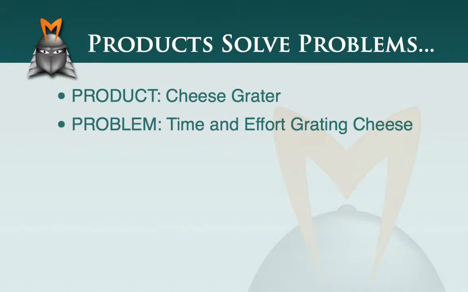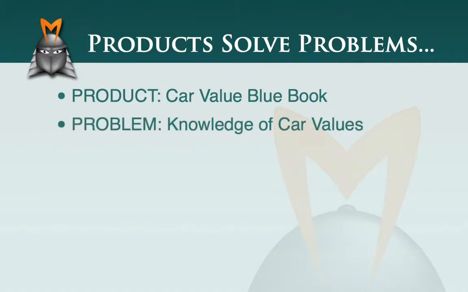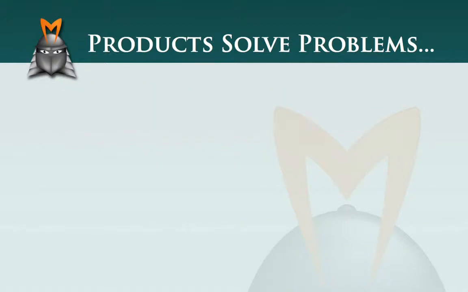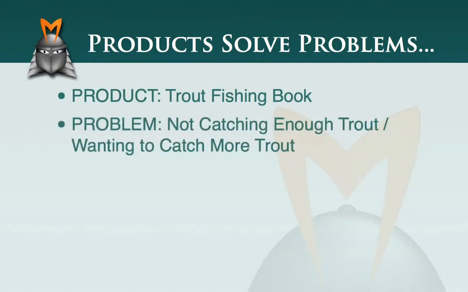So if you were selling a cheese grater, one way that you could sell it would be to talk about how much time and effort it saves. If you were selling a blue book, a car price guide, the reason why people buy a car price guide is to solve a knowledge problem. They want to know what a car is worth so that they can get a fair price for the car that they're buying or selling. In this example, I'm selling a trout fishing book. The reason why someone might want to buy a trout fishing book is to catch more trout.